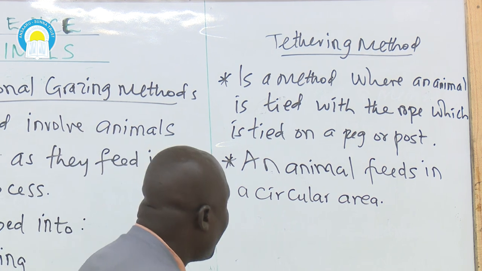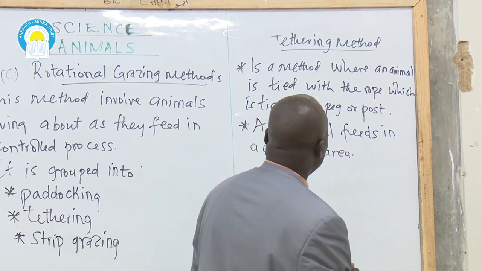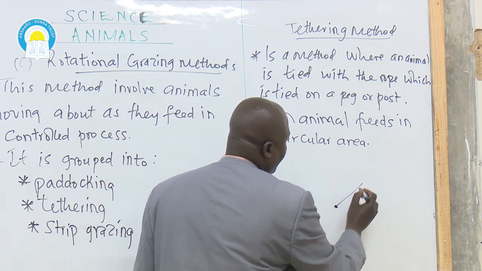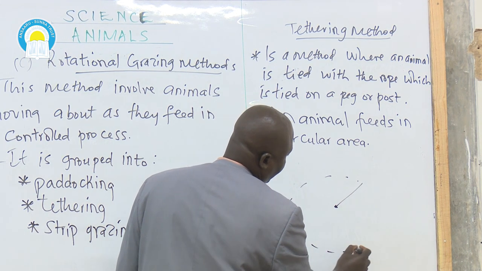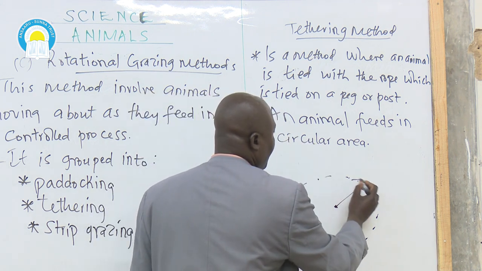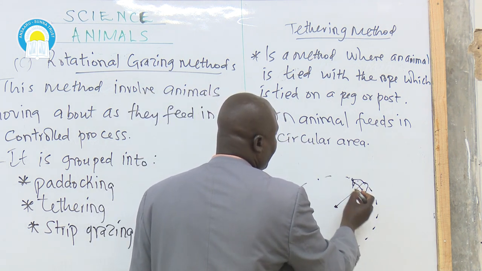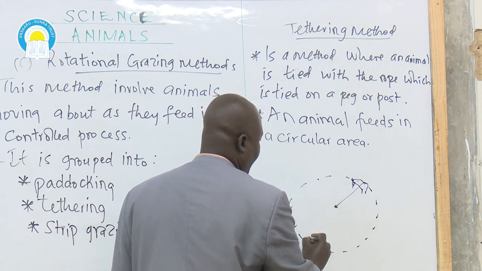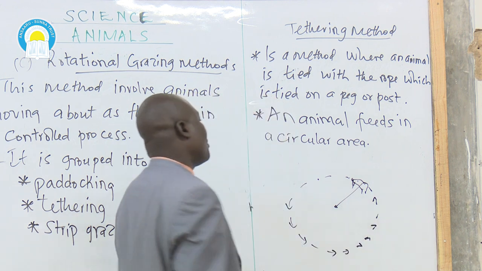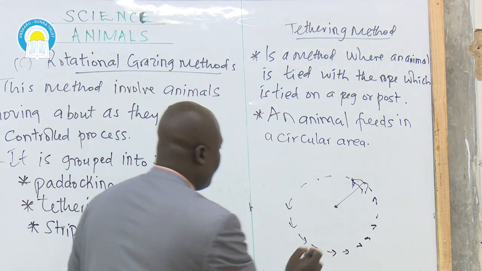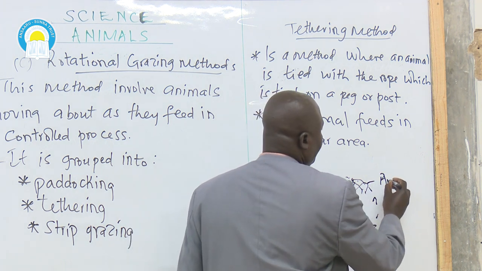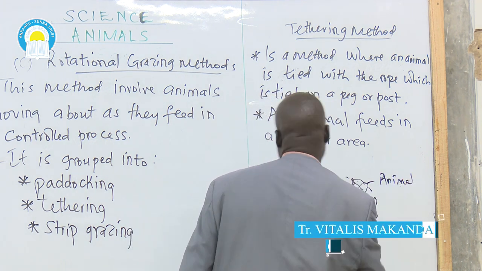That's what we call the disadvantages of the tethering method, because the animal may be somewhere here, they tie the rope here, then the animal will be feeding in a circular manner like that. So when the animal is moving, being tied like this, going around in this manner, that's what you call rotational grazing, the method we call tethering. This will be the peg here, and then this will be the animal feeding in a circle.